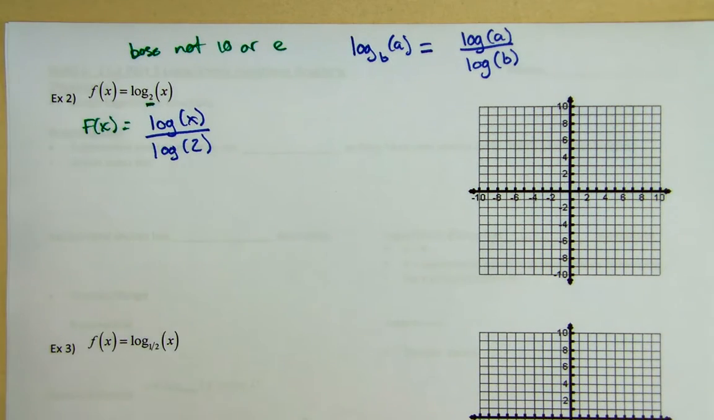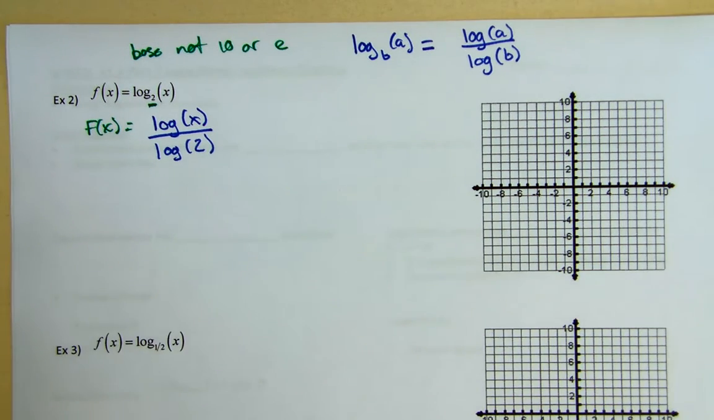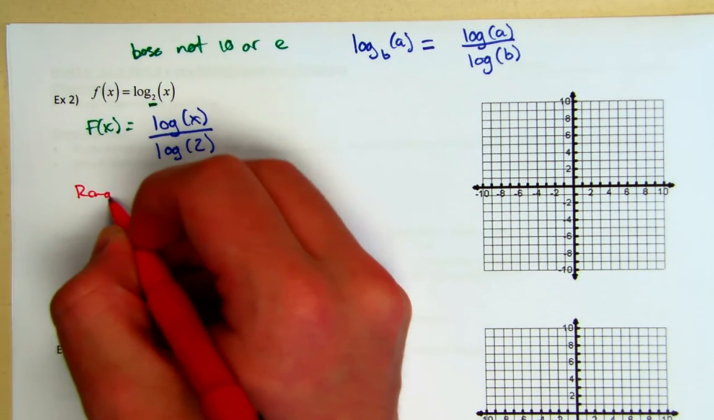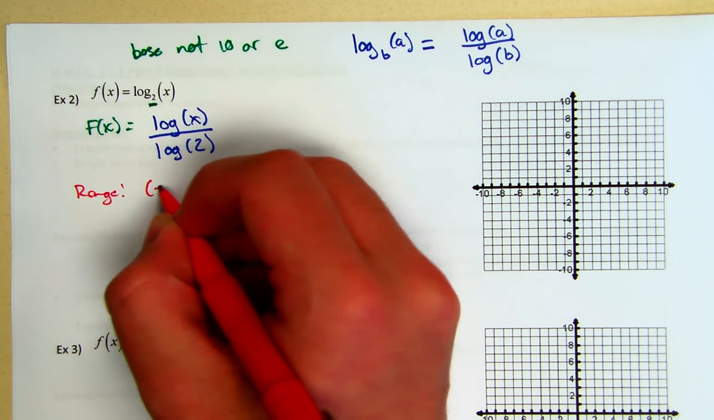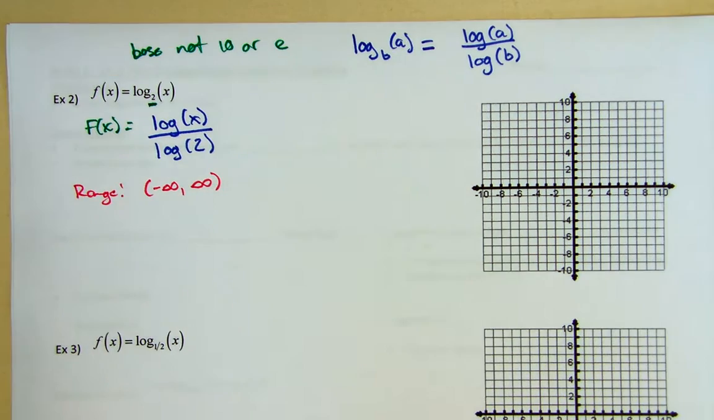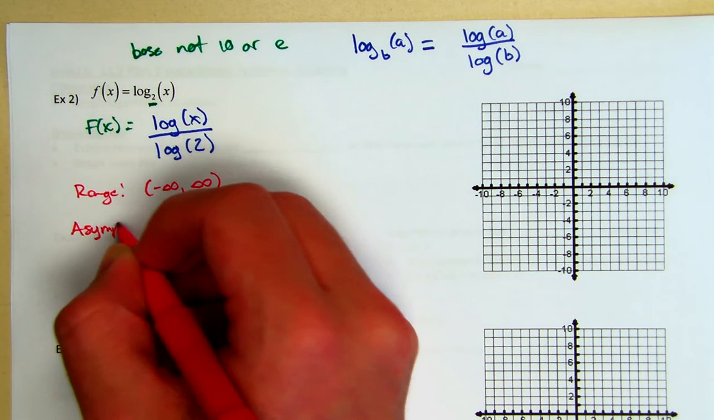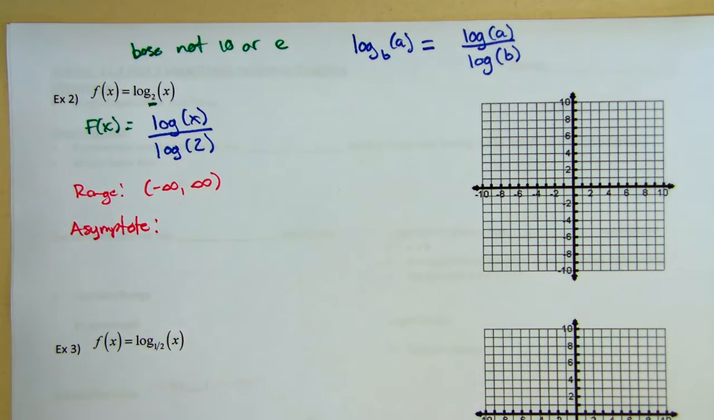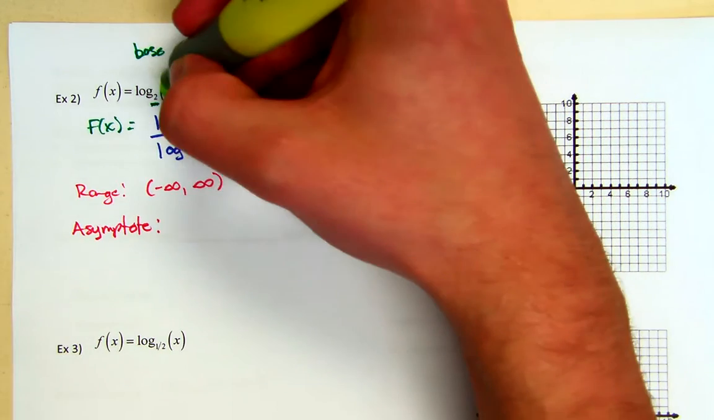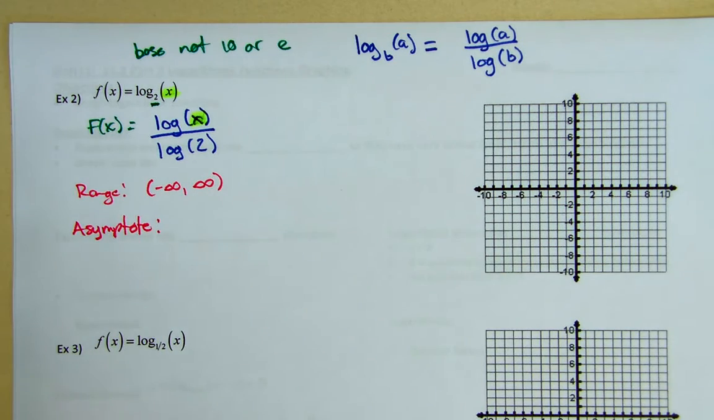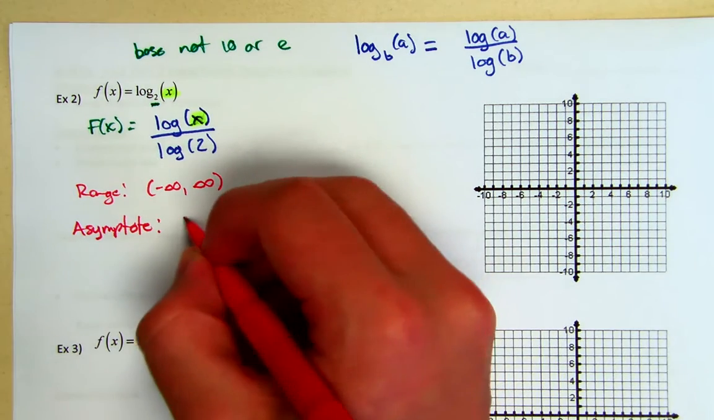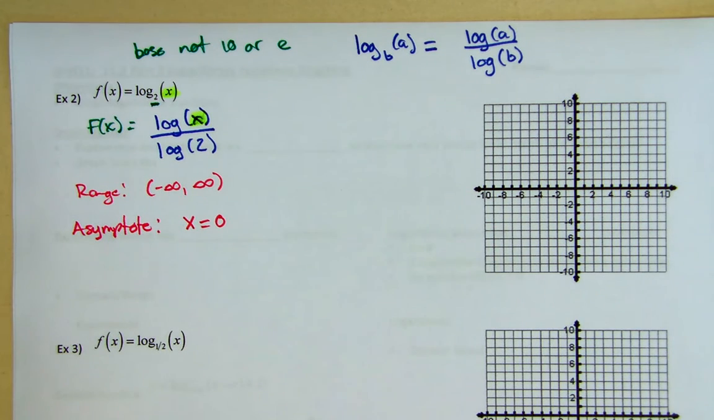Well, first let's talk about domain and range. So range, negative infinity to infinity. Again, everything. Asymptote. Well, again, we're looking at that value on the inside, here inside x. Nothing's in there, so again, it's x equals 0. And now I need to make my domain. Well, again, I'm not exactly sure how this graph looks, so I probably should put it in the calculator and figure it out.